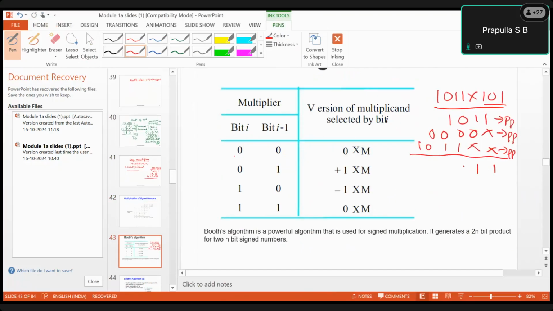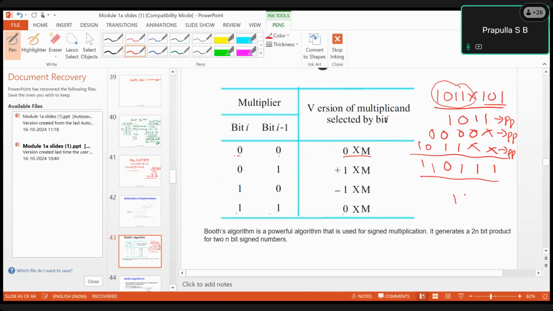One more thing here: we are getting the partial products, we are summing them up, and you are getting some answer. Whenever you have a 1, you have to write down the multiplicand. This is where Booth's algorithm plays a very important role. When you have 0 and 0, it is 0 into multiplicand, and when you have 1 1, also it is 0 into m.